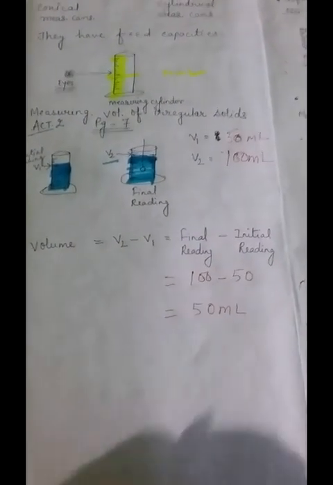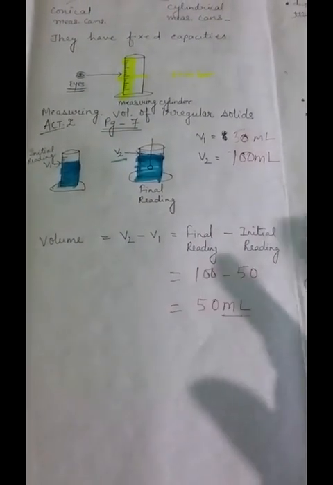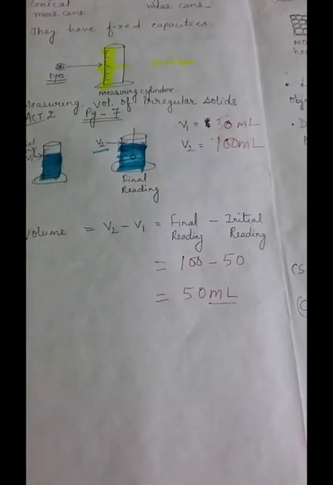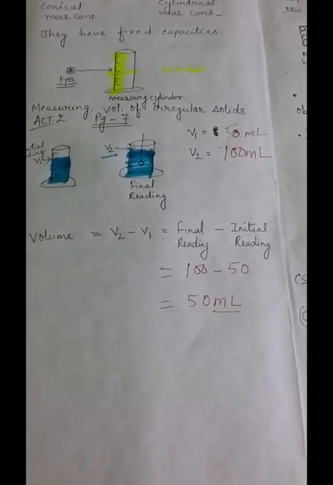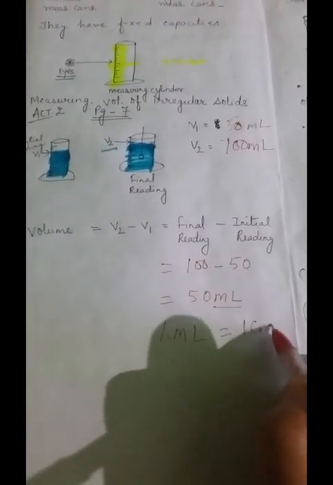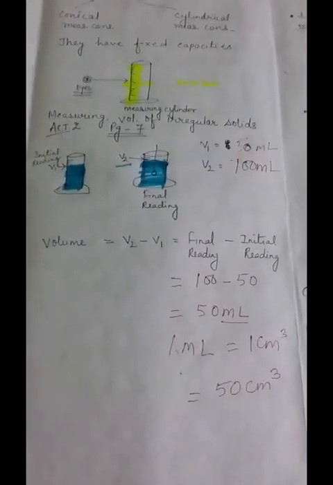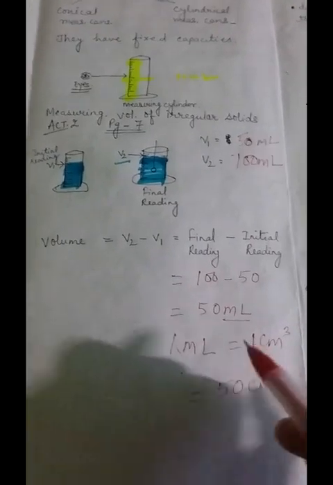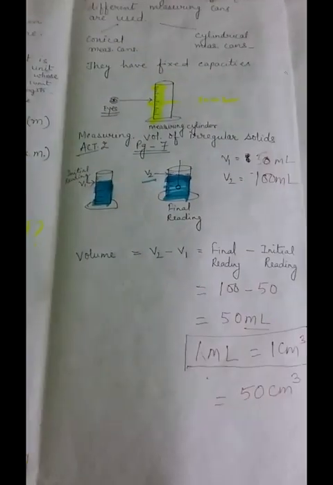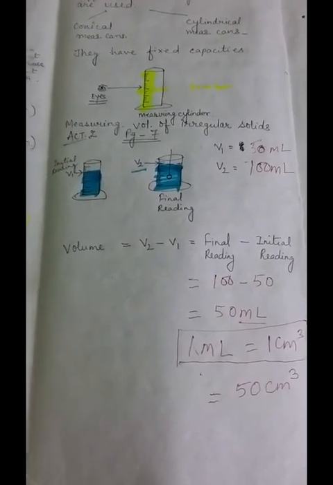You will say, ma'am, this is in ml, and for solids the volume is generally given in centimeter cube or meter cube. So how is it to be calculated? Always remember 1 ml is equal to 1 centimeter cube, which is equivalent to 50 centimeter cube here. So remember this formula, which is important. With the help of a measuring cylinder, we can measure the volume of irregular solids.